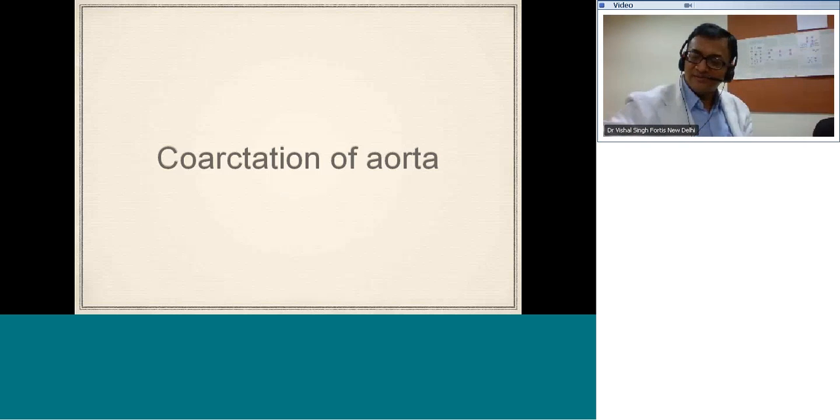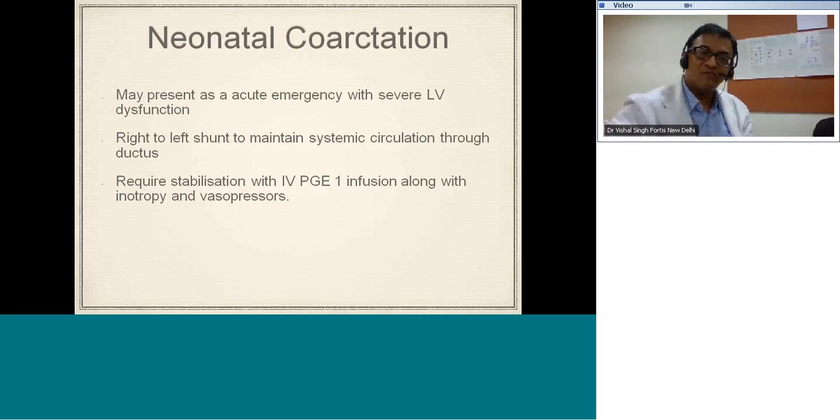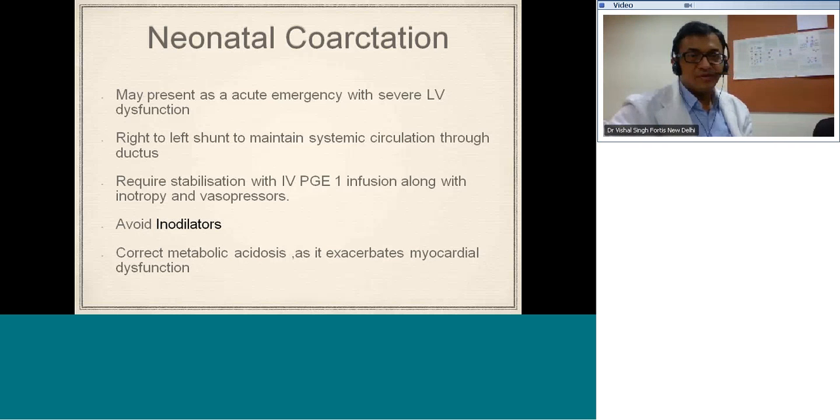Now this is something which is not exactly a very basic ICU scenario that you really get worried about in an older child. But in a neonatal coarctation, obviously you have problems. So it may present as an acute emergency with severe LV dysfunction with a right to left shunt to maintain systemic circulation through the ductus. It requires stabilization with IV PGE infusion along with inotropy and vasopressors.